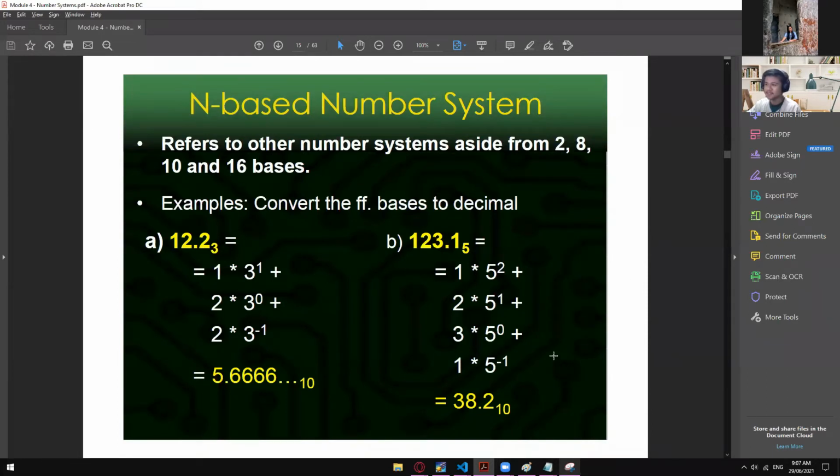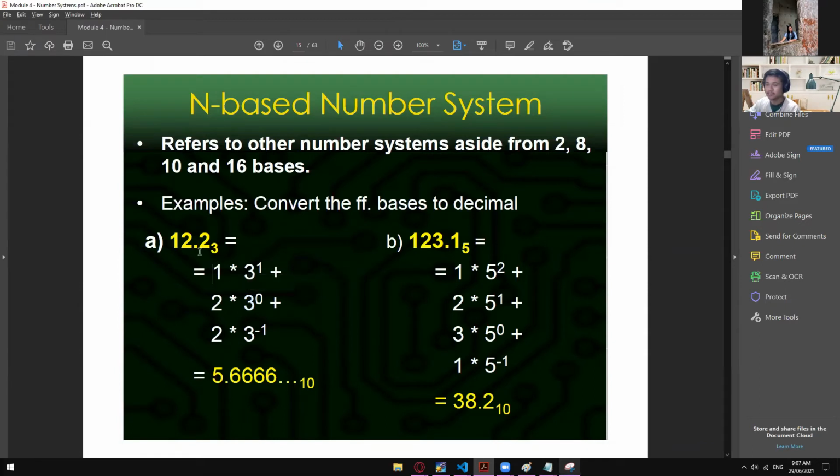Okay, so aside from binary, hexadecimal, octal, and decimal, those are already called n base. So in here we have a base 3. Okay, so we call that one n base. So 12.2 base 3. Even though it's n base, we still have the same process. Okay, there's no major changes. In fact, there are no changes aside from the multiplier.